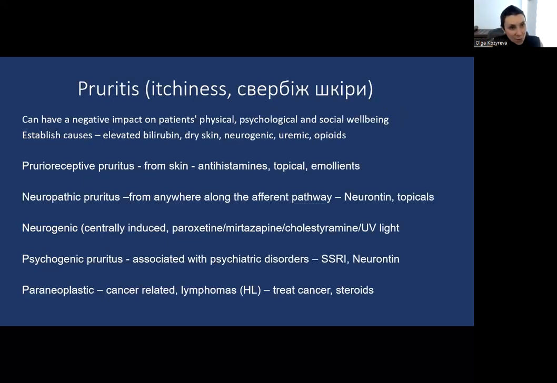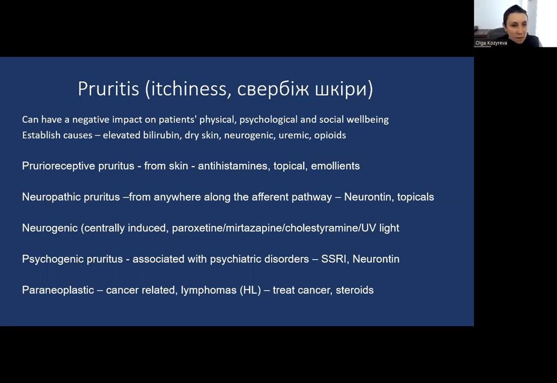So I have two last slides for symptoms you may see in family practice, internal medicine, or oncology. One symptom is pruritus, or itchiness. It can be very unpleasant and have a negative impact on patient quality of life and social well-being. So it is very important to establish the causes. It can be different causes.